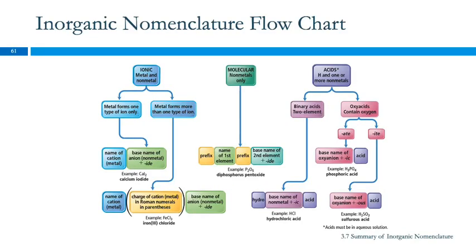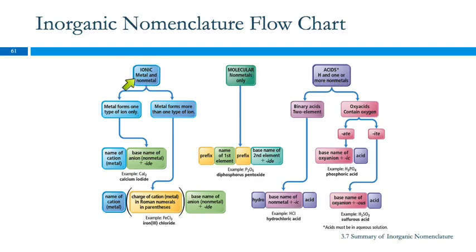So this is a flow chart summarizing the nomenclature that we've talked about. Some people find flowcharts useful. If you find it useful, use it. Some people find them very confusing, then just completely ignore it, right? But just as a review of what we've talked about, 3 different kinds of compounds.